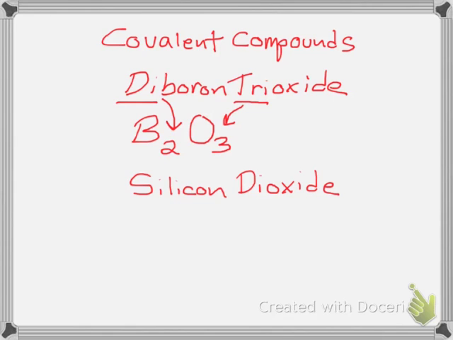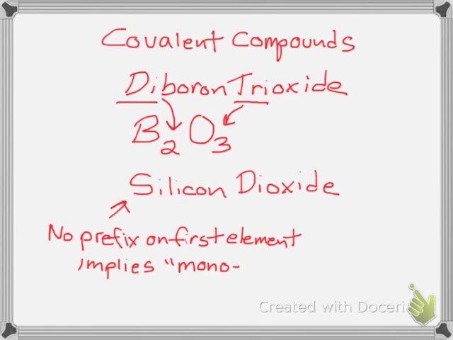Let's say you're doing silicon dioxide. In this case, you'll notice that there's no prefix in front of the silicon. That implies that the prefix would be mono, and therefore there's only one silicon atom. The di in oxygen, of course, means there are two of them, so we have SiO2.